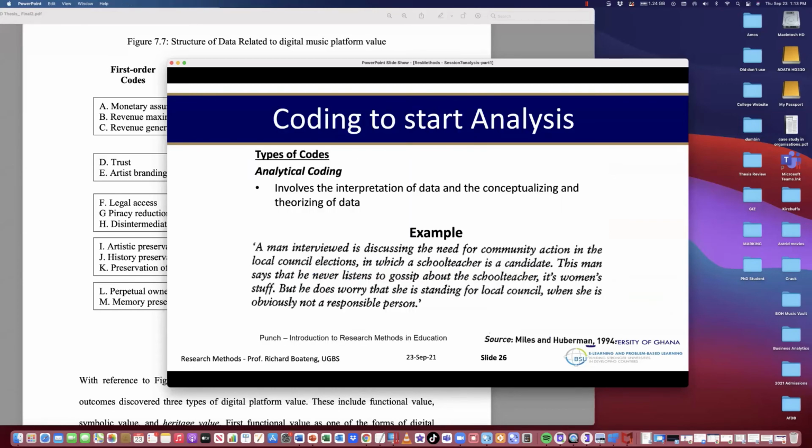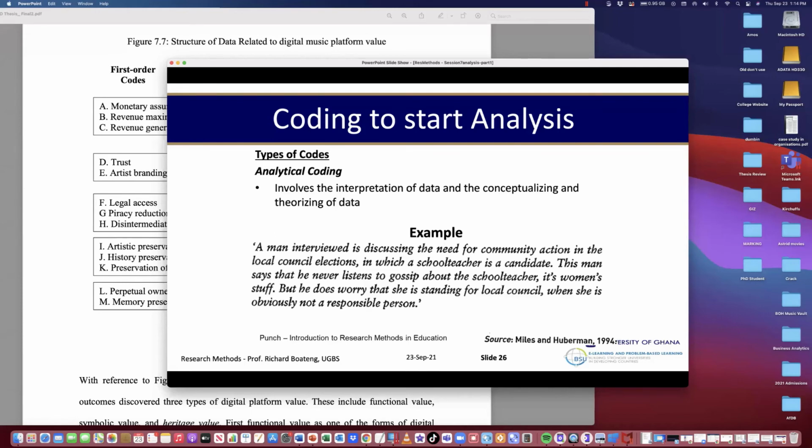So in terms of analytical coding, it involves interpretation of the data and conceptualizing and theorizing the data. Let's look at an example. A man interviewed is discussing the need for community action in the local council election, in which a school teacher is a candidate. This man says that he never listens to gossip about the school teacher, it's women staff. But he is just worried about that. He's not worried that she's standing for local council when she is obviously not a responsible person. That's what the person is saying.